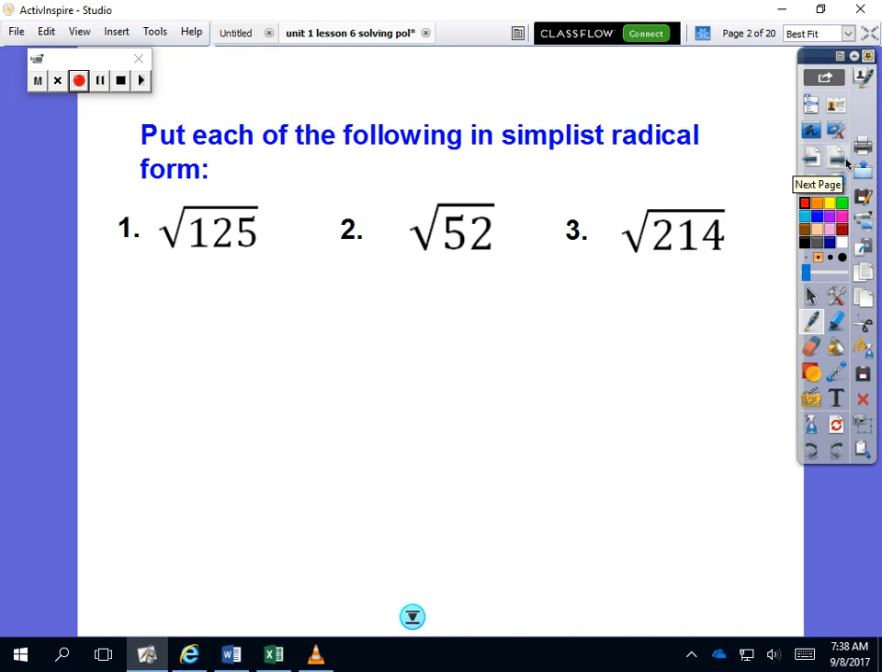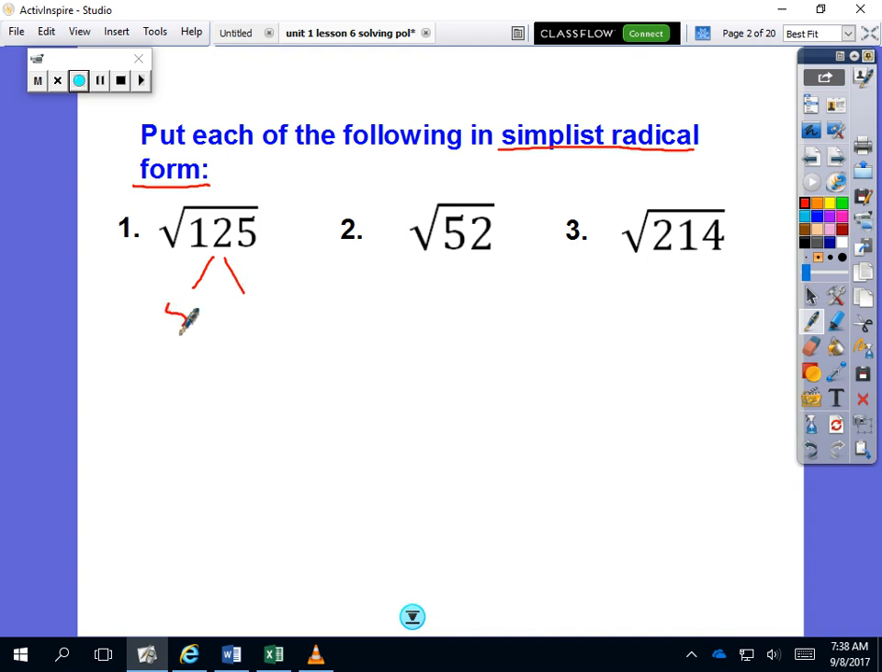Alright, so we're going to start with a review of simplifying radicals. You're going to need a blank piece of paper because this is not in the notes, so make sure you have one or two pieces of blank paper to take notes on. So we're going to put this in simplest radical form. And whenever I say simplest radical form, I do not want you to just put it in the calculator and give me the decimal version of this. I want you to simplify this down to the prime factors.